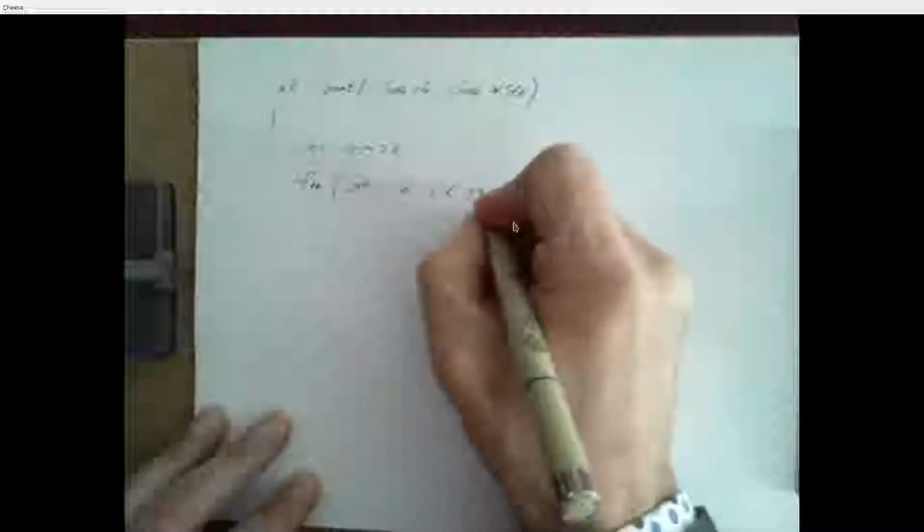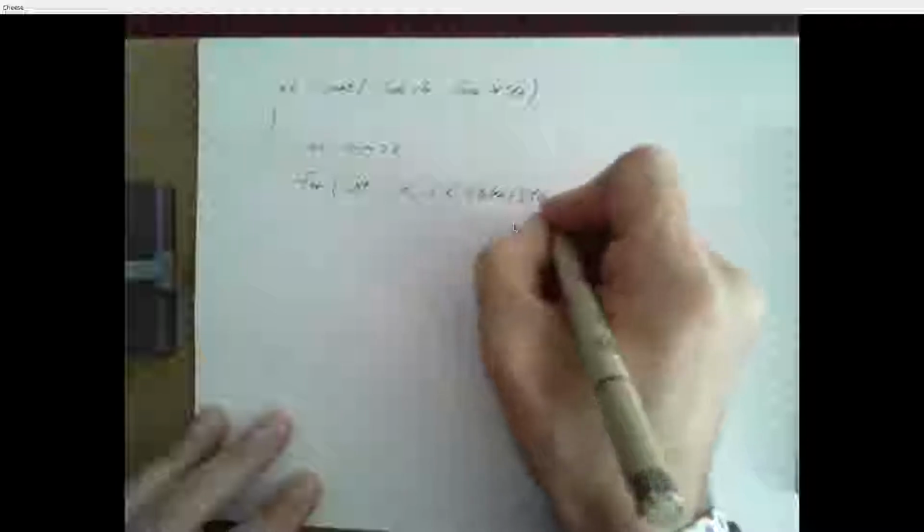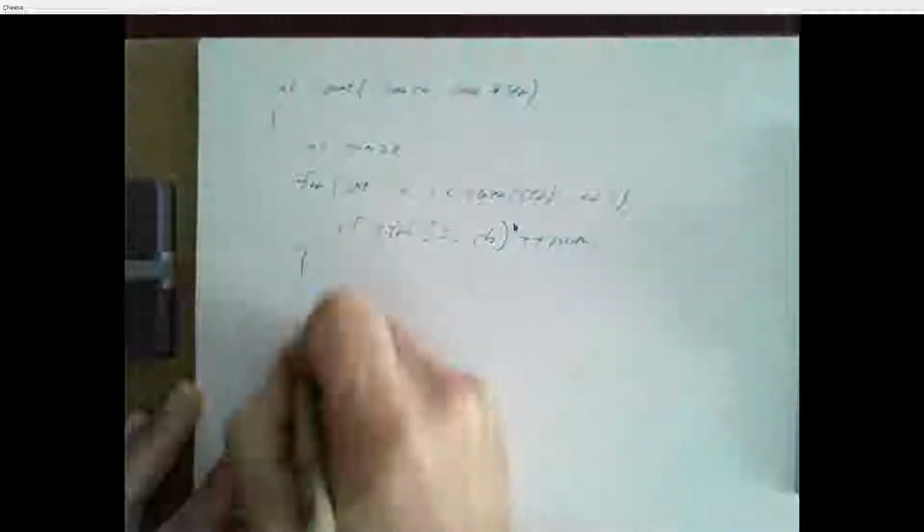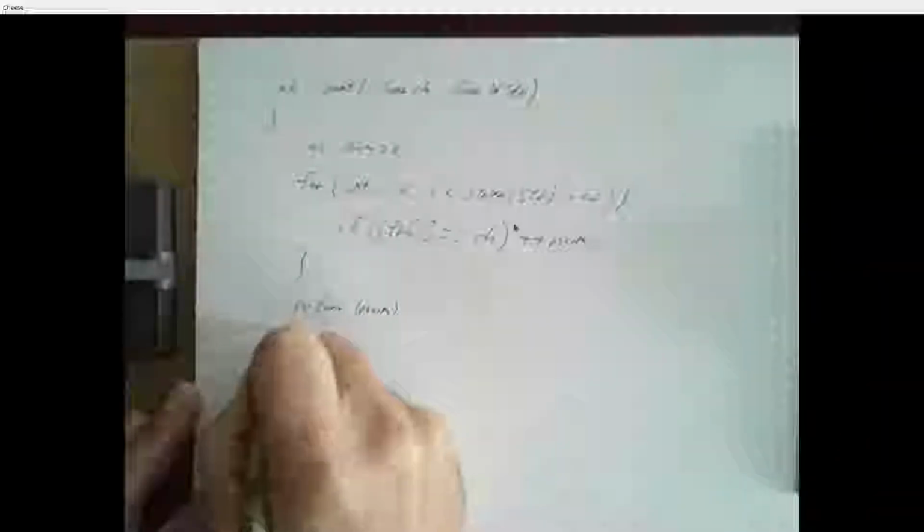So for int i = 0; i < strlen(string); i++. And your goal is to see if character i of your string matches this character. So if string[i] == ch, increment the number of times we've seen it, and then return num. So anything equivalent to that will get you full credit.